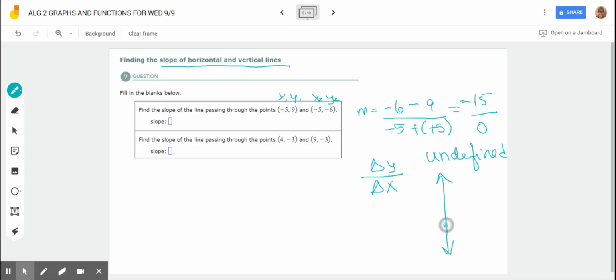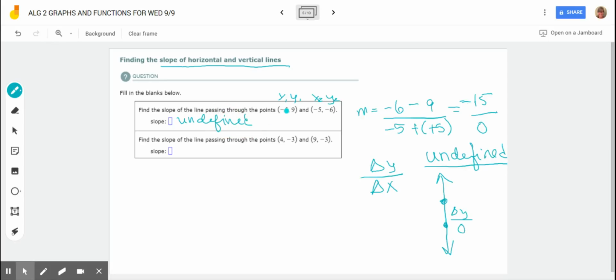Well, to get from one point on a vertical line to the next, look, the change in y happens. There is a change in y. You jumped up some or you went down some. But look, there's absolutely zero movement on the x. Nothing happens. Therefore, a vertical line has an undefined slope. And that's what you would put here, is undefined. Okay.